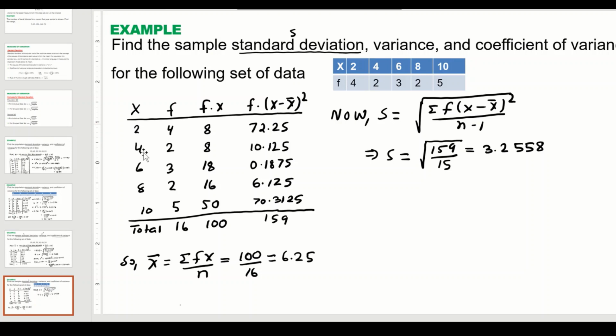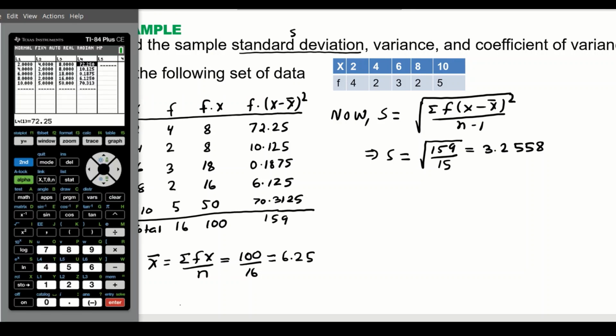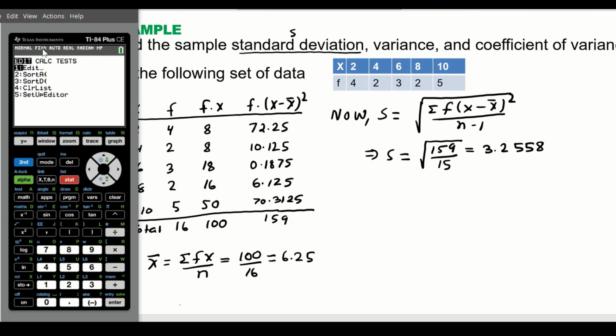We already have the data in the calculator, so let's check that. What you have to do is go to stat, then calculate, and it's one variable stat, so number 1, and then enter. You have x in list 1. Frequency is list 2, so press second and 2 to get that frequency, and then calculate. You'll see that your sample standard deviation is 3.2558. Okay, now let's calculate variance and coefficient of variance.